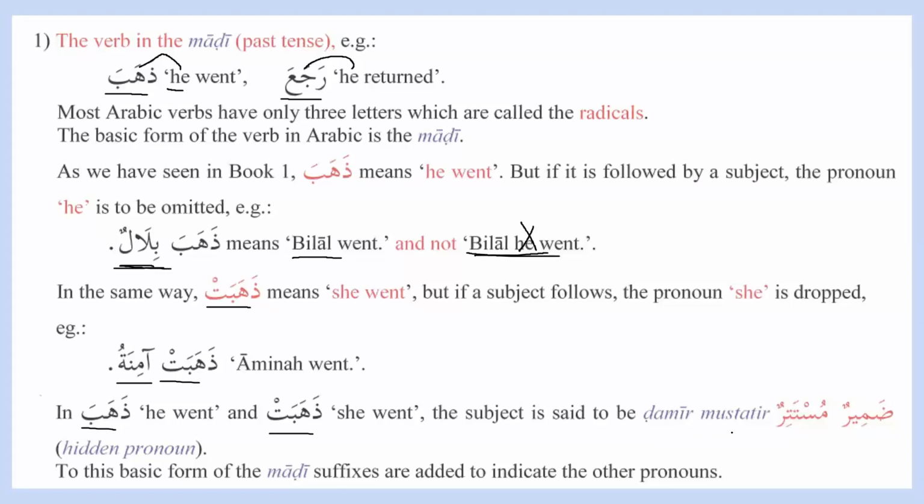The subject is said to be damirun mustatirun, meaning hidden pronoun. But the hidden pronoun is always there. But if we have the doer outside it, then it will become the doer, and then it is not hidden anymore, as we can see over here.